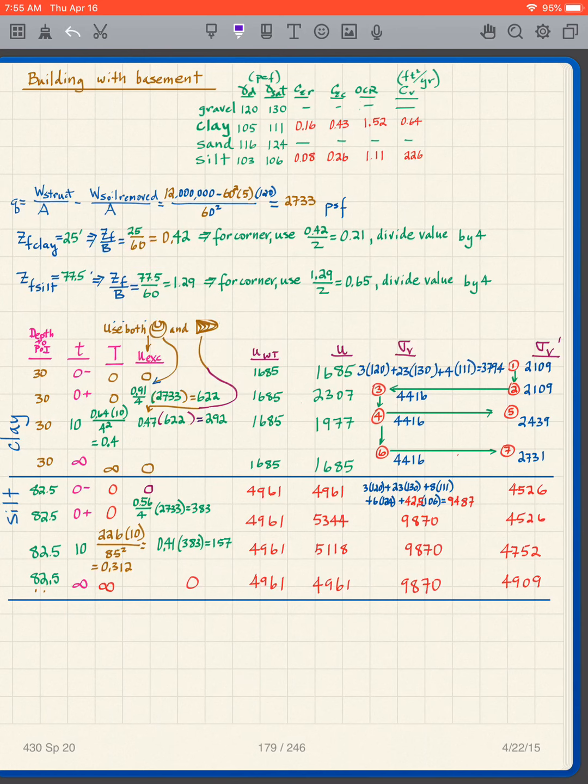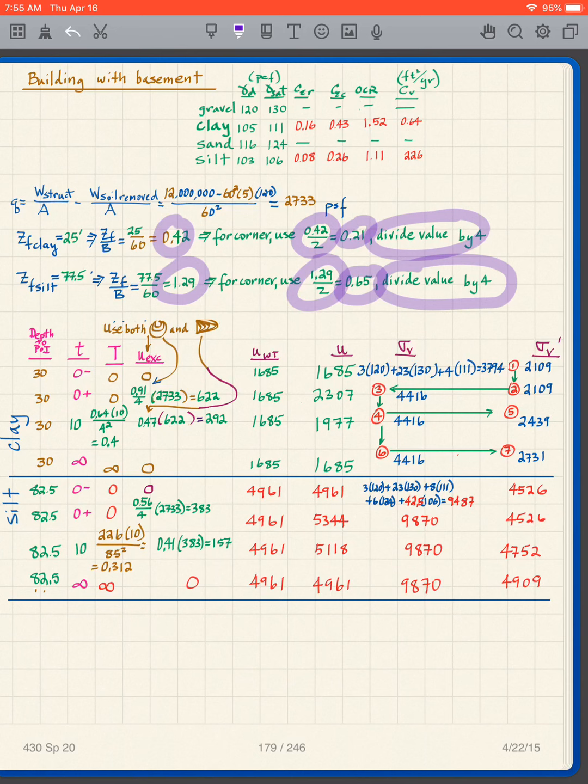We get our ZF over B, ZF over B. Now, we only asked for the corner, so we're going to use the trick for the corner, which means what? We got a ZF over B of 0.42. We're going to use 0.42 over 2, 0.21, and we're going to divide the value by 4. For the other one, it's 1.29. We're going to divide that by 2 to get the chart at 0.65, and then we're going to divide the actual value when we're done by 4.